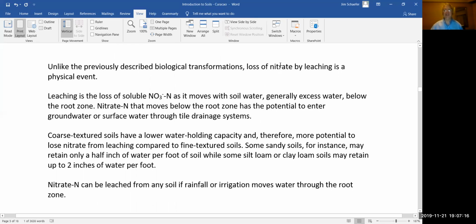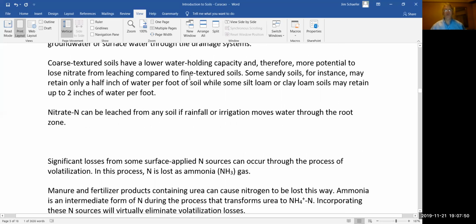Losing nitrogen nitrates by leaching is actually a physical event, whereas what we described before was a biological event. Leaching is the loss of nitrate as it moves with the soil water, generally excess water, below the root zone. Nitrate that moves below the root zone has the potential to enter the groundwater or the surface water through drainage systems. Coarse textured soils have low water holding capacity and therefore more potential to lose nitrates from leaching.